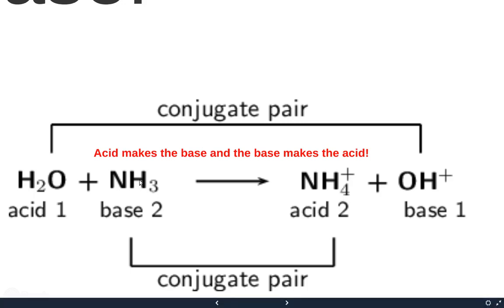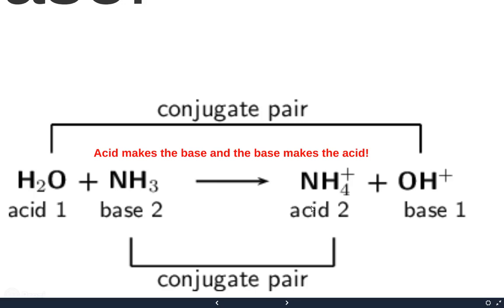The acid makes the base, and the base makes the acid. So the base makes the conjugate acid, and then the acid, since that's the base, that one has to be the acid. The acid makes the conjugate base. The acid here donated its hydrogen, so over here it has one less. We have 2 hydrogens here, 1 hydrogen here, so it donated a hydrogen. The acid makes the conjugate base, and the base makes the conjugate acid.